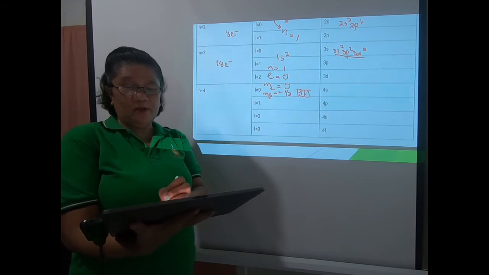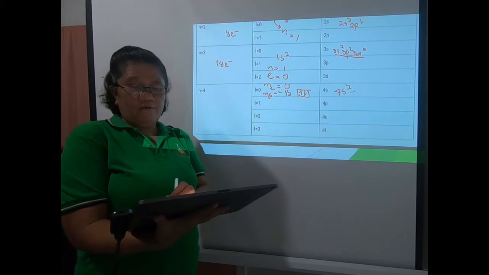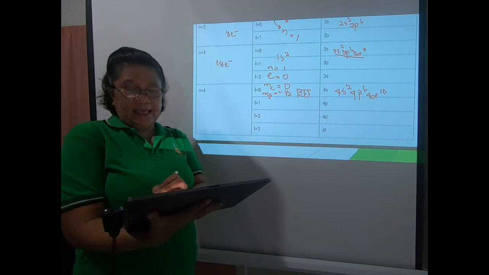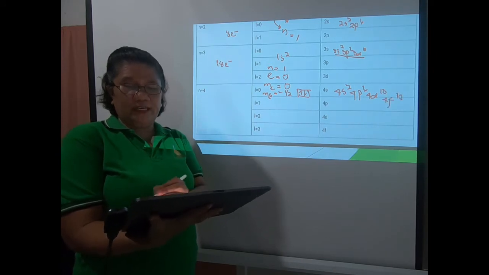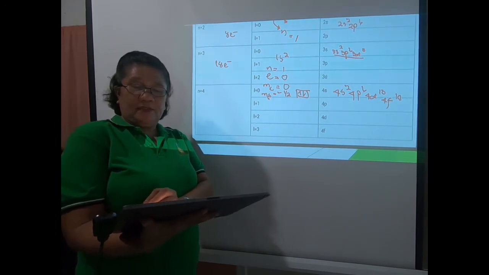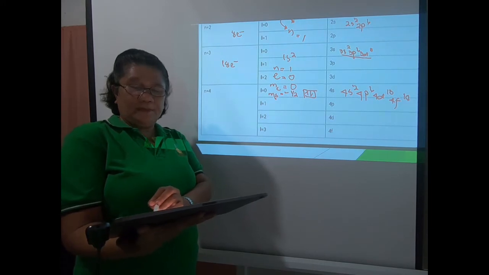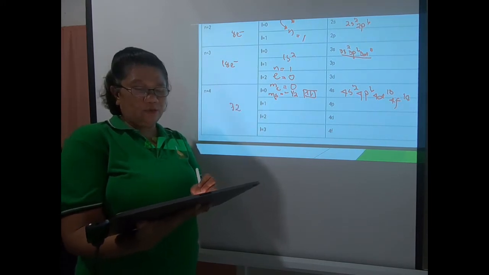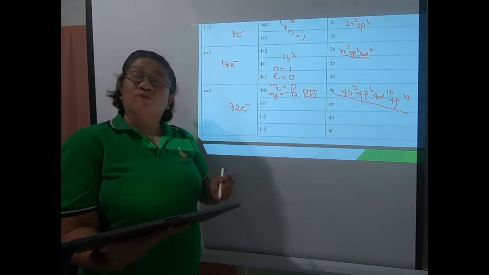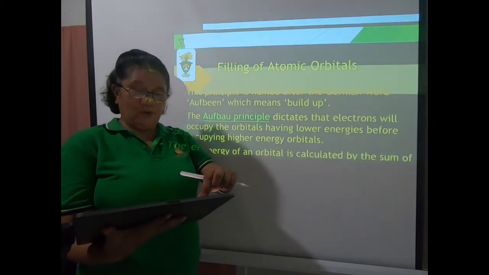Therefore, the values there are 4s2, 4p6, 4d10, and 4f14. Count it out. That is 30. This is equivalent to 30 plus 2. Therefore, that will be 32 electrons. That is for n is equal to 4. That is the configuration of your n is equal to 4.